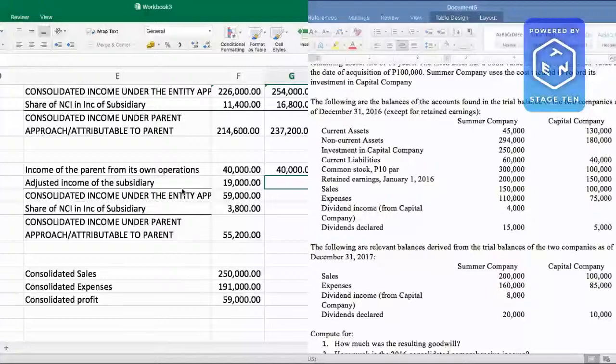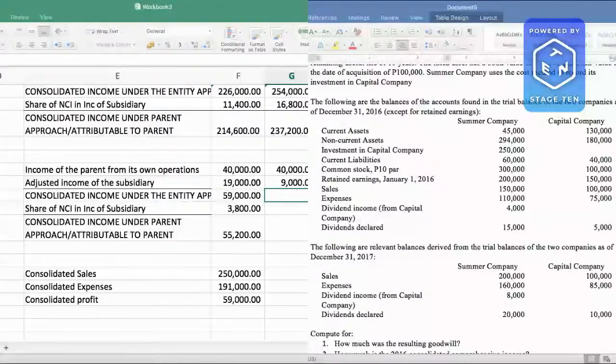Now, adjusted income of the subsidiary. Sales of the subsidiary is 100. Expenses of the subsidiary is 85. So it has a profit of 15. But what's wrong? The consolidated entity does not agree that the profit of the subsidiary is 15. It believes that its profit is overstated by 6,000, representing understatement of depreciation. So this would not be 15,000, but 15,000 minus 6,000. This would give us 9,000. Okay? I hope everyone is able to follow the 9,000, class. 15 minus the amortization of the excess in the amount of 6,000.